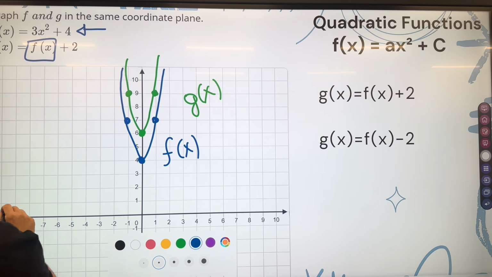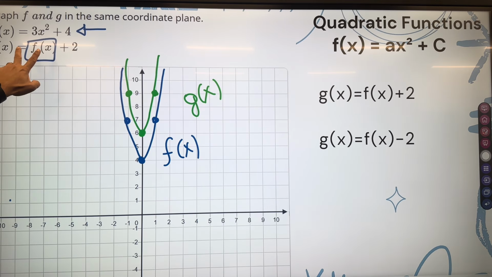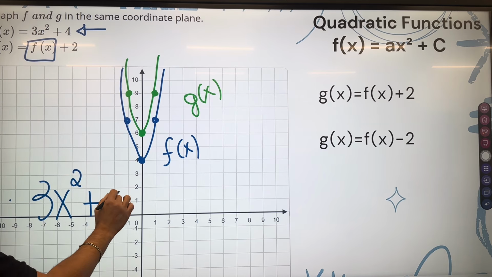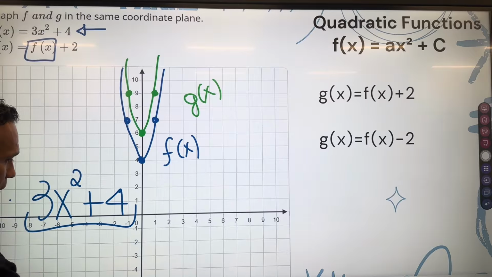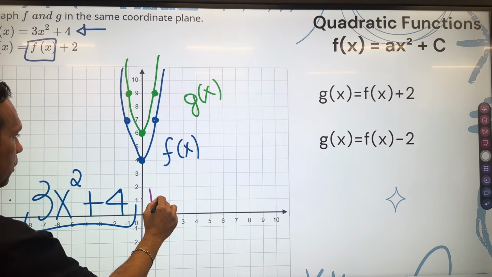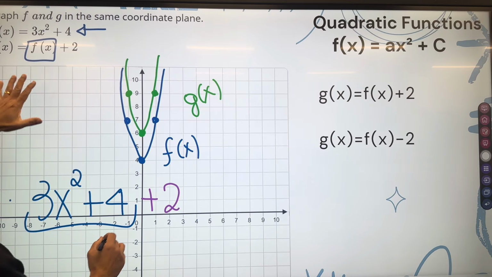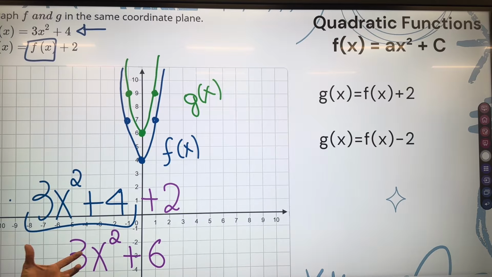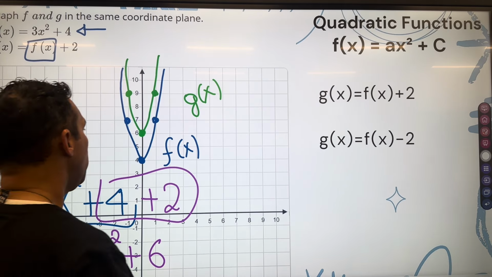They also ask for the new function. The new function will be f of x plus 2. That means it will be 3x to the power 2 plus 4, plus 2, which gives the new g of x. So it's 4 plus 2, which is 6. So this is the function for this. I hope you understand that.